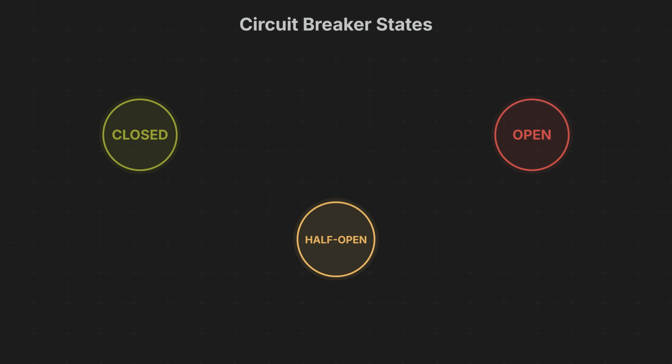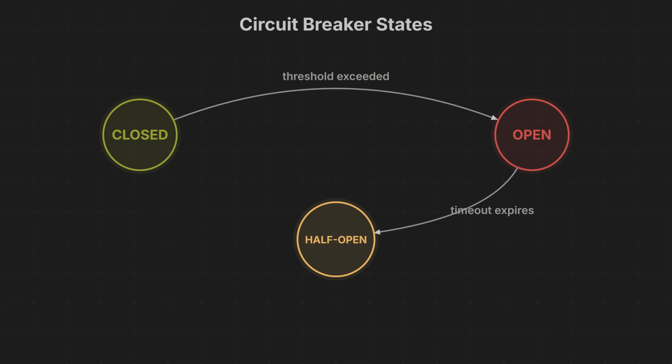3 states. Closed, everything normal. When failures cross a threshold, it flips to open. All calls fail fast. After a cooldown period, it moves to half open, lets one test request through. If it succeeds, back to closed. If it fails, back to open. Half open is the recovery probe. Instead of flooding a recovering service with traffic, you send a single test request. If it's healthy again, open the gates. If not, back off and wait.